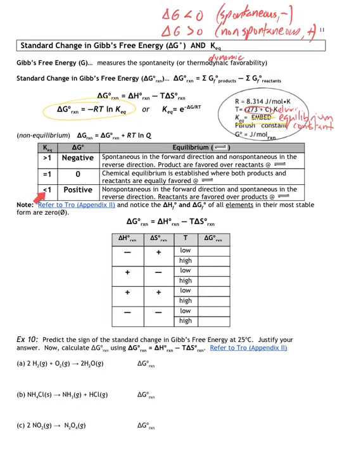When your KQ is less than 1, anytime you have a number that is less than 1 for your KQ, when you take the ln of that, you're going to get a negative value. This negative value is countered by this negative value, which means your delta G ends up being a positive value. Positive value for us means it's non-spontaneous in the forward direction, and of course spontaneous in the reverse.